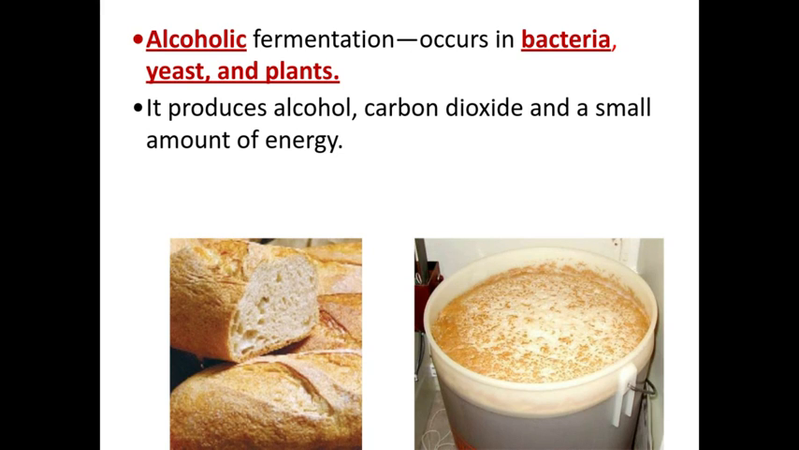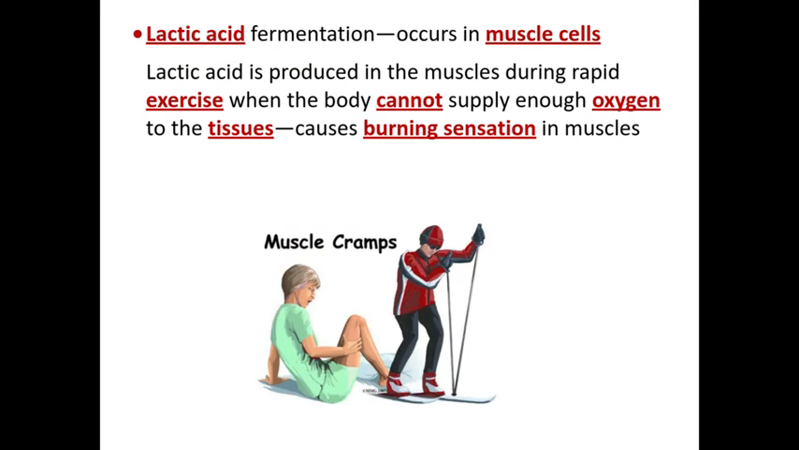Okay, so bread and the making of beer are both common examples of alcoholic fermentation because it produces alcohol and carbon dioxide and a small amount of energy. The other one is lactic acid fermentation, which I said is more common in us, and that's in our muscle cells. So lactic acid is produced in the muscles during rapid exercise when the body cannot supply enough oxygen to the tissues, causing a burning sensation. You may have experienced this, especially if you're an athlete. That's lactic acid buildup in your muscle cells, and that's a type of anaerobic respiration.